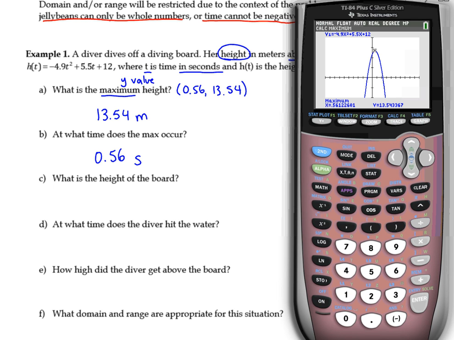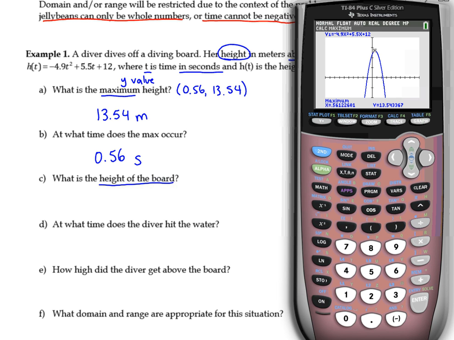What is the height of the diving board? What are they really asking for here? The height of the diving board. Height of the board. Not the same as the vertex. Same as something.